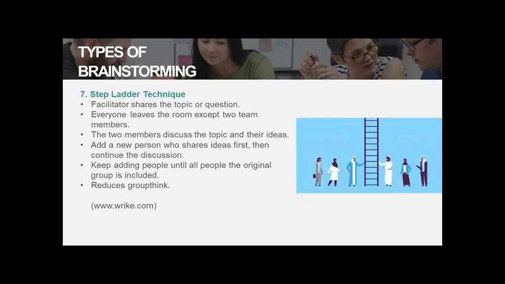Number 7 is the stepladder technique. The facilitator shares the topic or question. Then everybody leaves the room except for 2 team members. Those 2 team members discuss the topic and share their ideas. Then a new person is added into the room and that person shares the ideas first as the 3 continue the discussion. This is continued in a cycle, one person being added to the group at a time, until the entire group is included in the discussion. And something that this tool does is help to reduce groupthink.